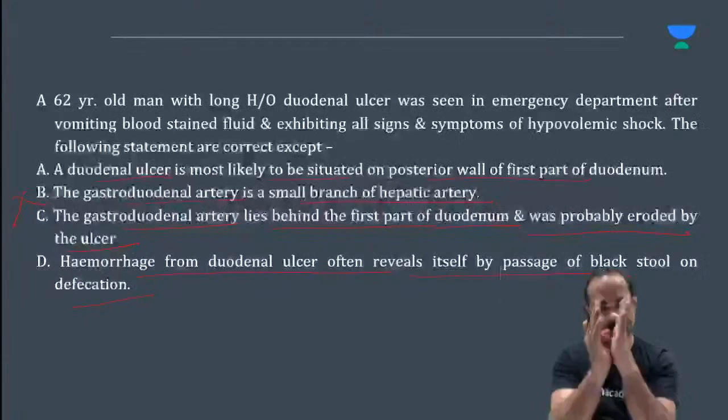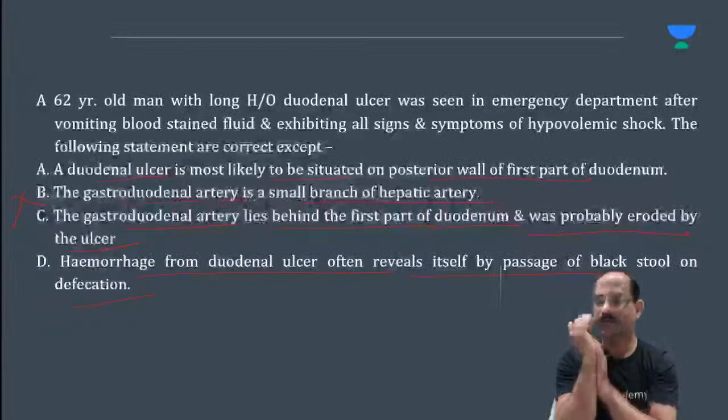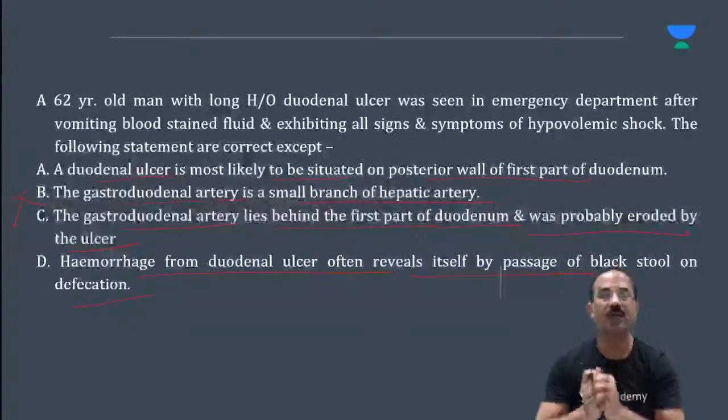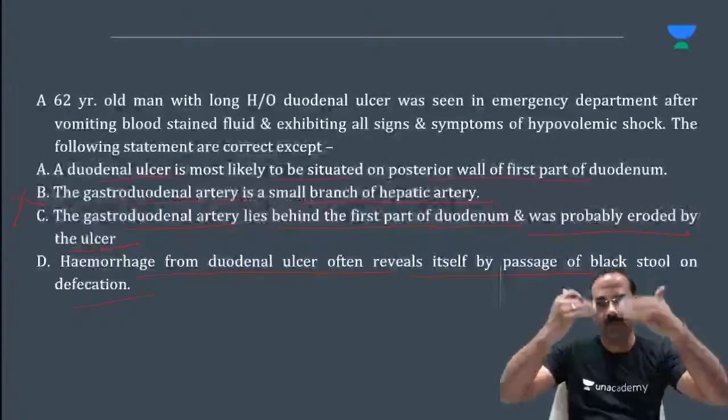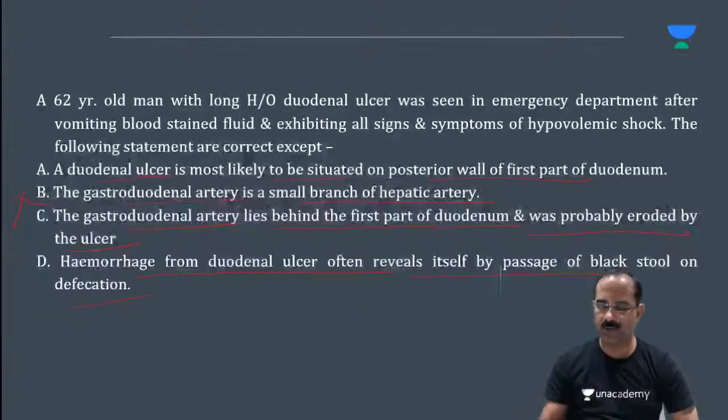So remember, the most posterior is the portal vein. On the right of the portal vein is the bile duct. On the left of the portal vein is the gastroduodenal artery, and these three structures are related behind the first part of the duodenum, posterior to the first part of the duodenum.